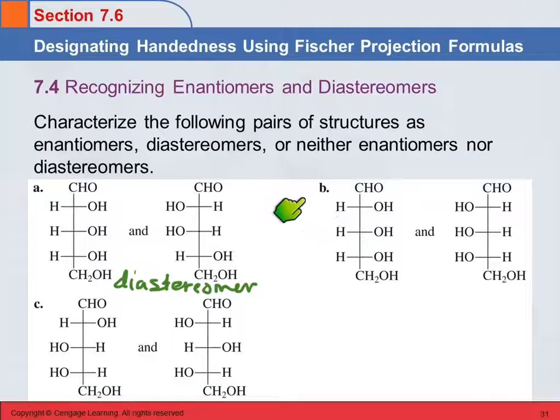How about B? What are those guys? These are enantiomers. All the OHs on the right versus all the OHs on the left. Enantiomers.